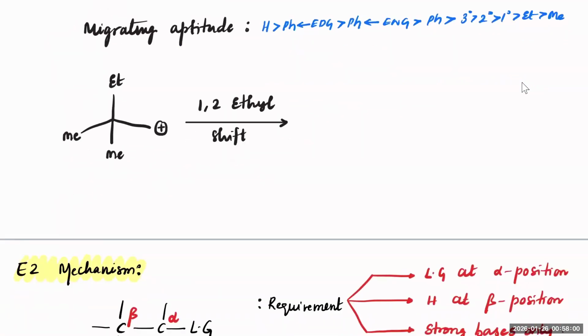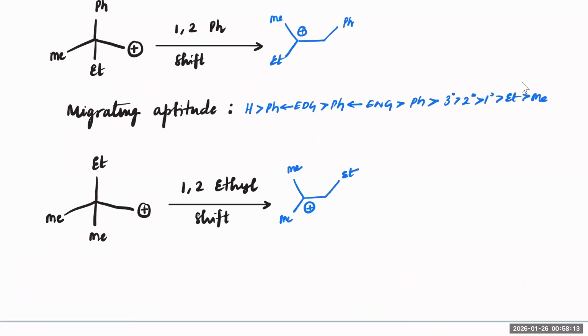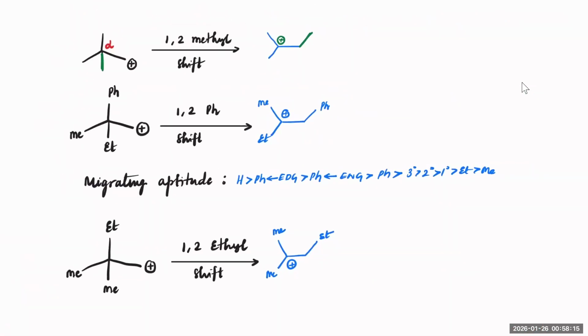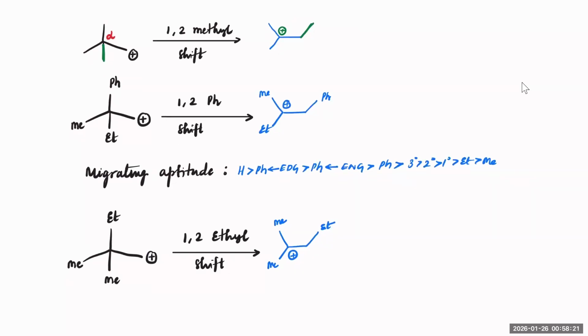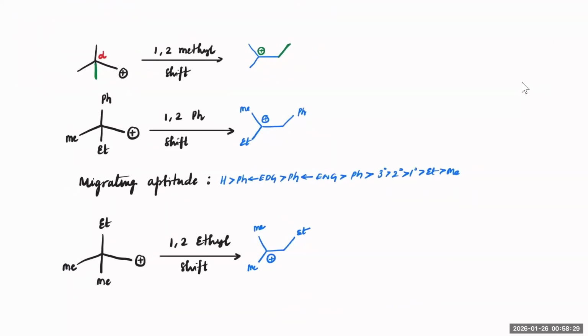Next, if you have an ethyl, methyl, and methyl, definitely ethyl shift is what is expected. So like this we will get this as an ethyl, methyl and methyl with positive charge. So these are the types of migrating aptitudes you can expect. I'm guessing all of you have done this. If not, please do check what all the cases are that we are expected to learn.